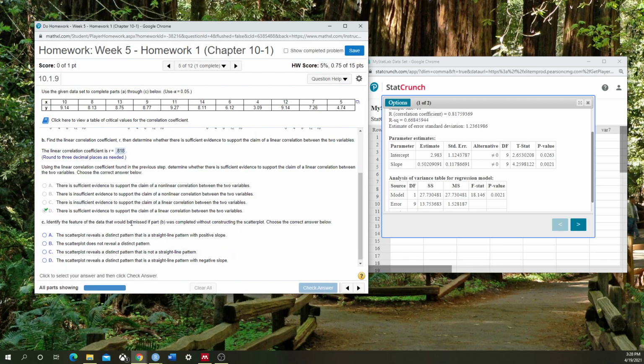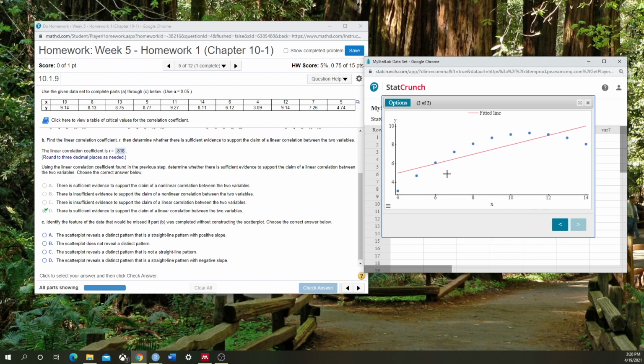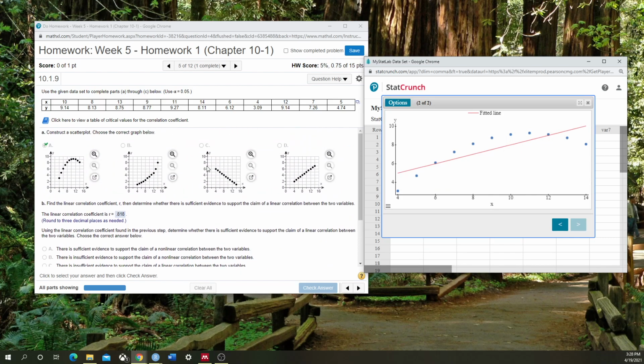Identify the feature of the data that would be missed if part B was completed without constructing the scatter plot. And so you can already see that this data does not fit directly on this line, as if it were something like this or something like this, right? So if you didn't look at the data and you plotted and did the correlation, you would basically be able to say that this is a perfect fit to this line.